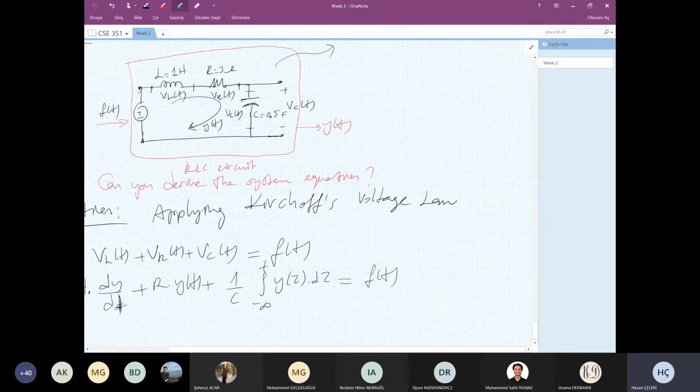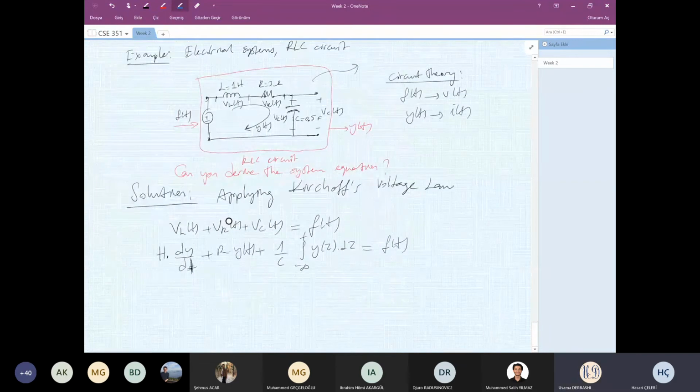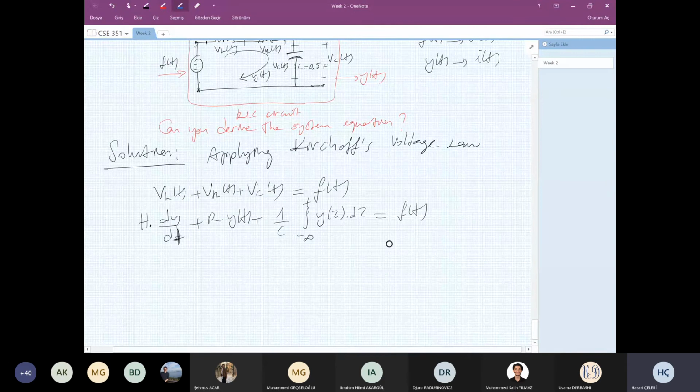So let's remember this one. According to circuit theory, f of t is the voltage v of t, and the output is the current i of t, right? Are you guys with me? Yes, we are. So just the simple voltage law.